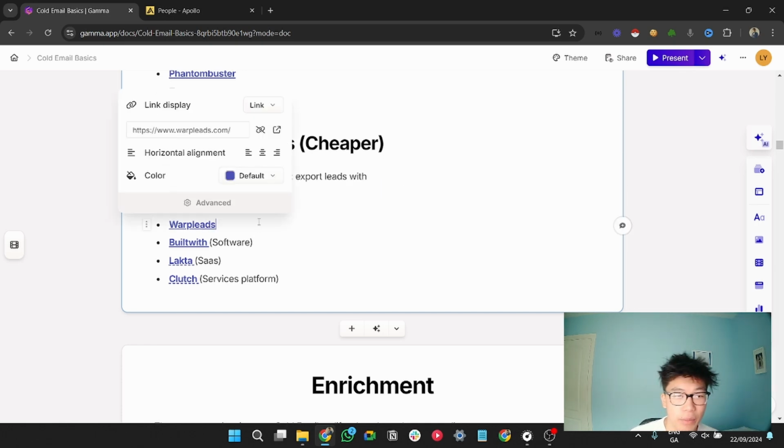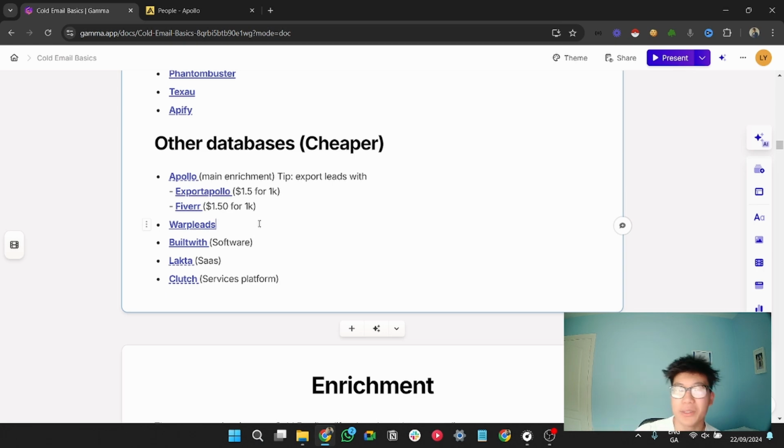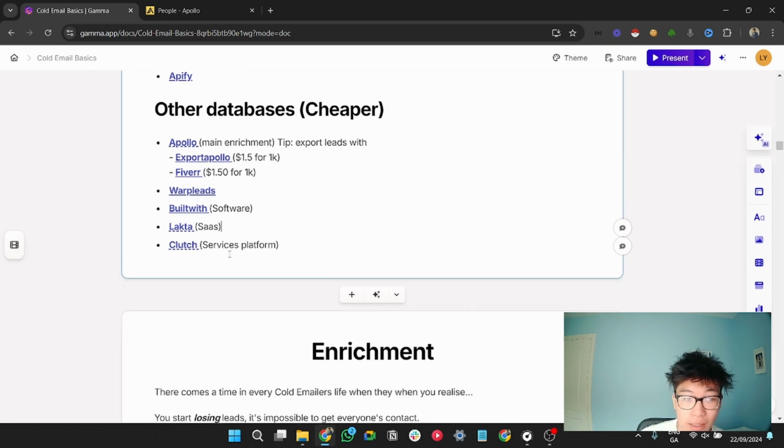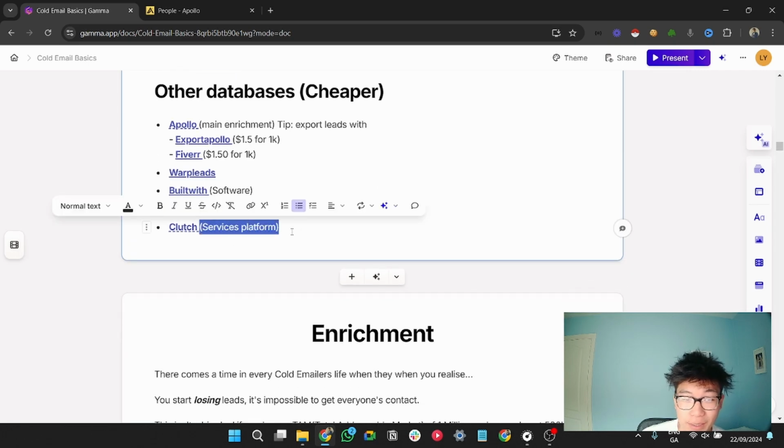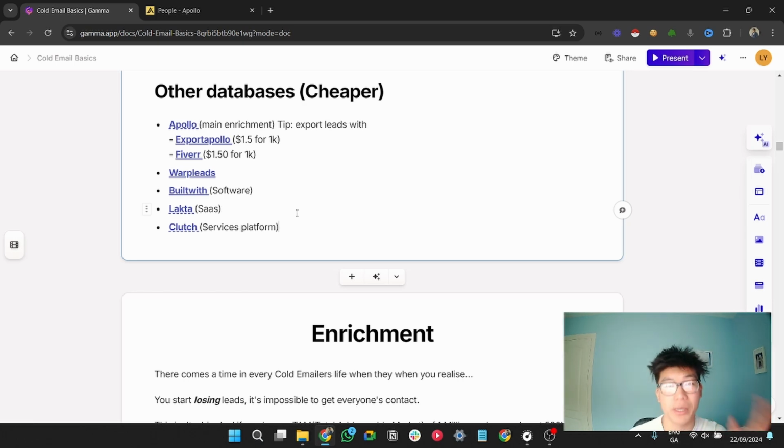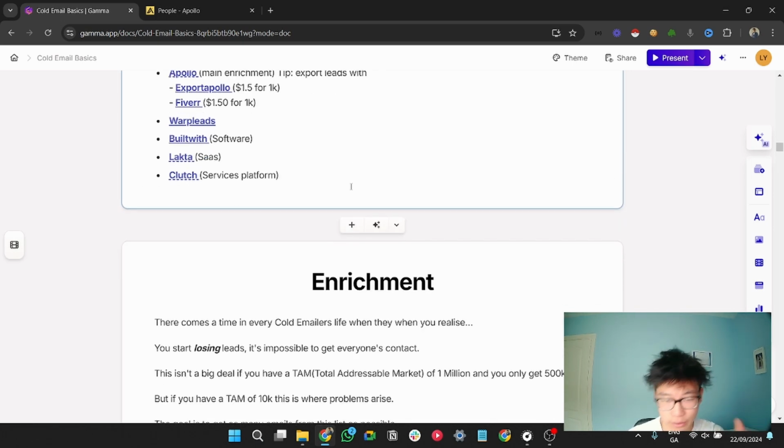Warp Leads is good for kind of bulk emails as well. They built it off Apollo, it's the same thing. BuiltWith is software. So if you want to see if someone is using Shopify or Klaviyo or extensions on their site, like GTM or ads, like a Metapixel, see if they're running ads and stuff, run it with BuiltWith. You can run LACTAC looking for SaaSes, specifically SaaSes. Clutch for service platforms. So there's a bunch of these. Just have a look at them. Again, it'll all be in the doc if you want to look at it, and you can just click it and open it up.